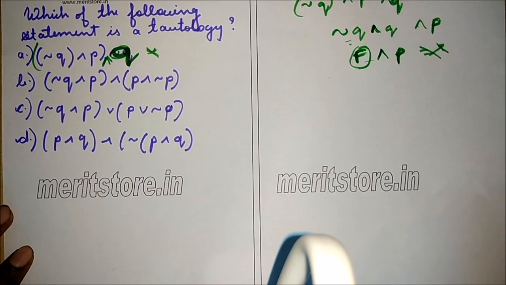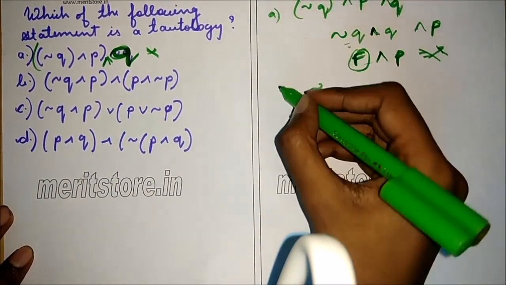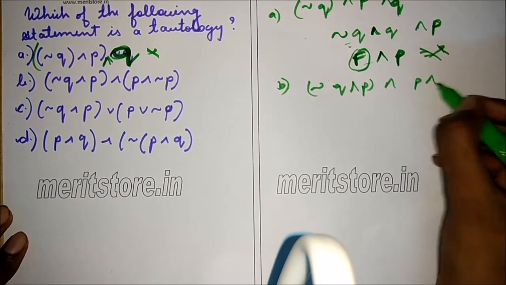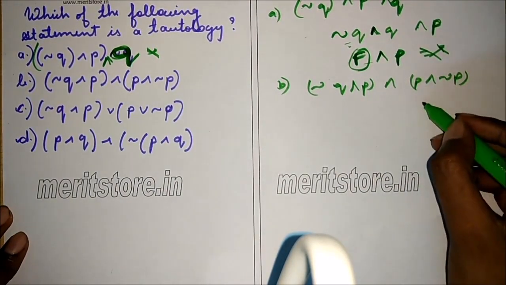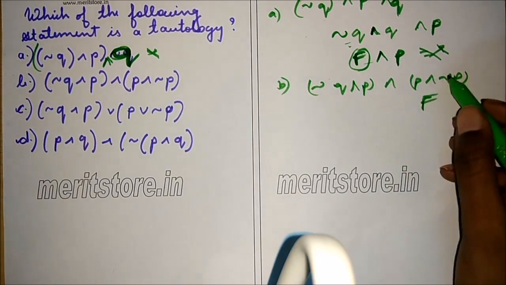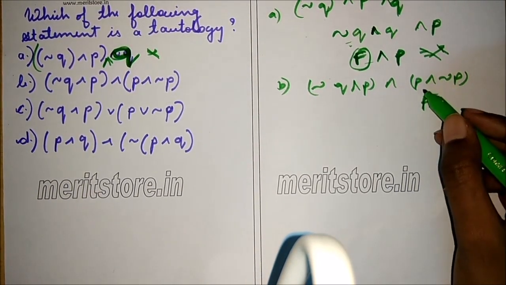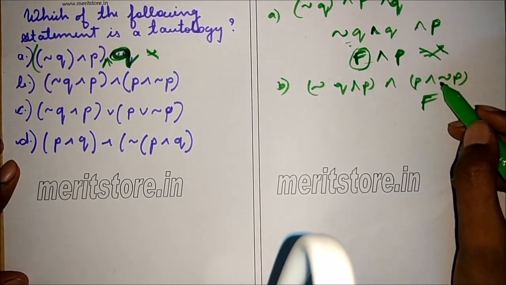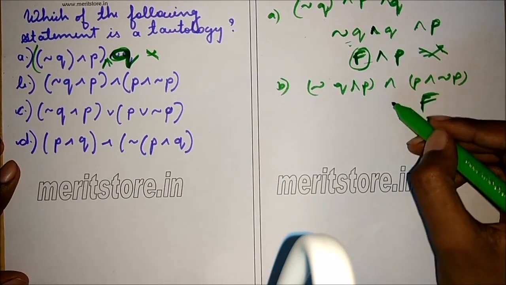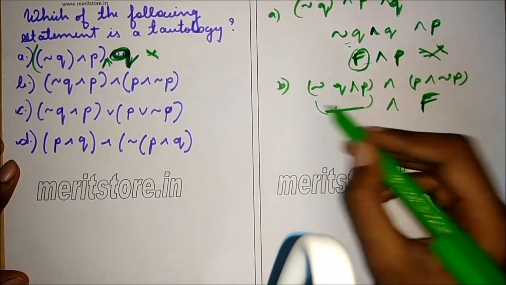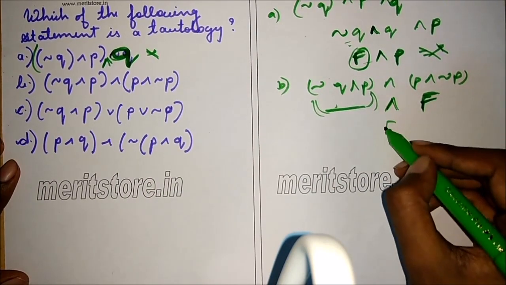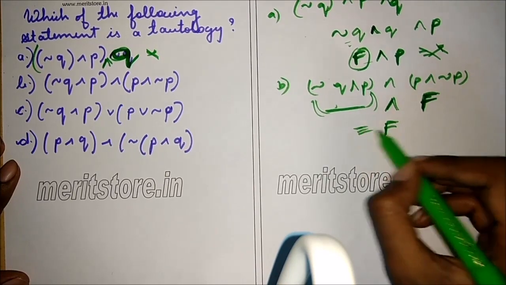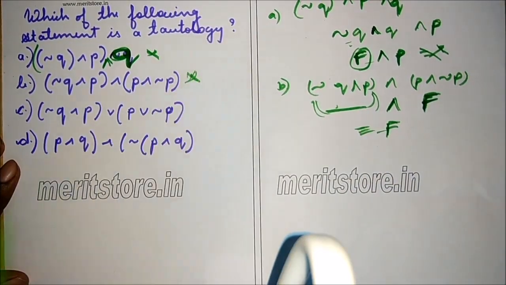Let's check option B. Negation of Q and P and negation Q. Now P and negation Q is false since both the statements should be the same and hold true value. So here they are clearly inverses of each other. So this is false, and irrespective of what is here, this is also false. Since this is false, both the statements cannot be true, so the answer will be false. So this is not a tautology.